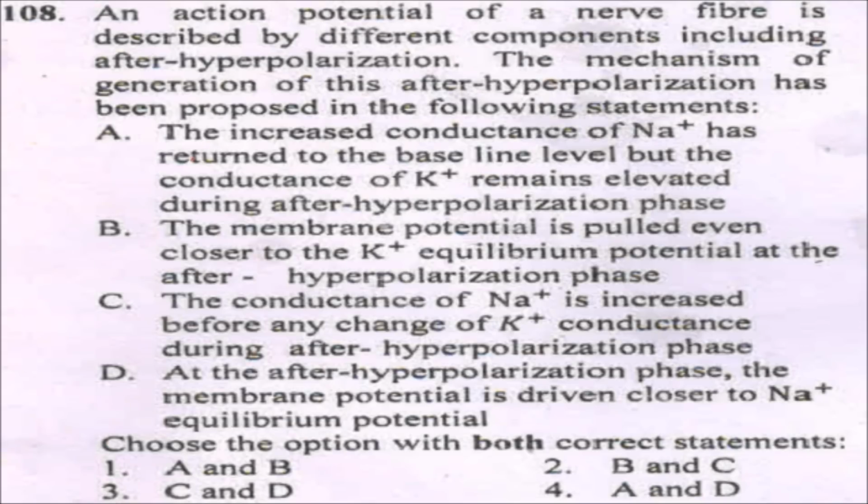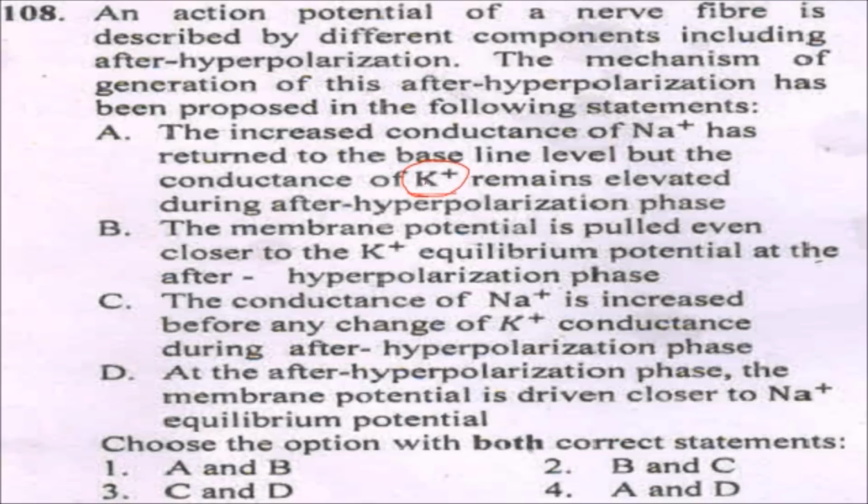Next question. The action potential of the nerve fiber is described by different components, including after hyperpolarization. The mechanism of generation of this after hyperpolarization has been proposed in the following statements. We know that the affinity for the potassium ion is more in comparison to the sodium ion. So whatever hyperpolarization there will be, it will be only because of the potassium ion.